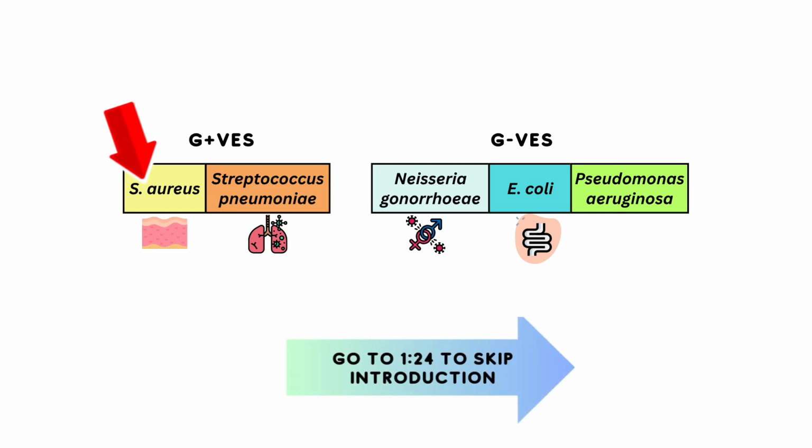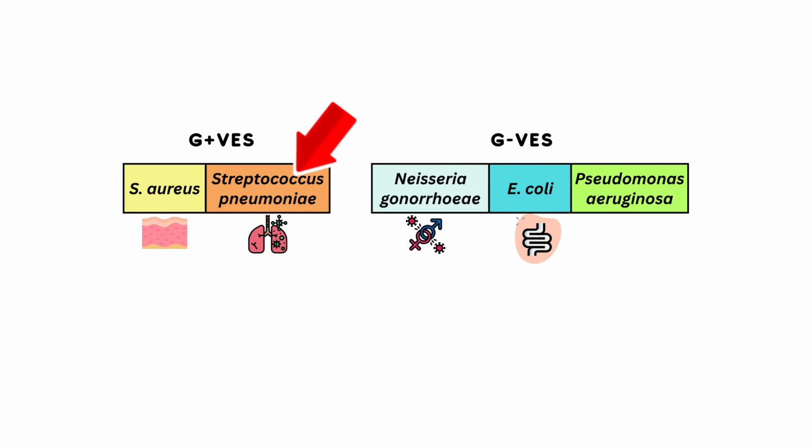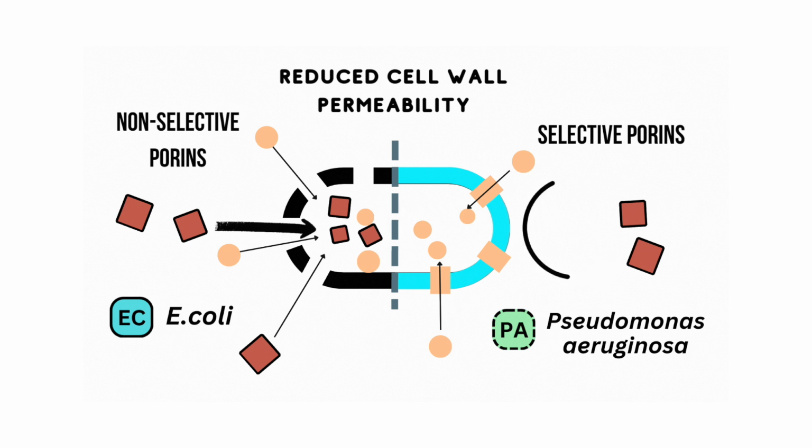Staph aureus is associated with skin and soft tissue infections. Strep pneumoniae, also known as pneumococcus, is associated with pneumonia and meningitis. For the gram-negatives, E. coli is associated with UTI and intra-abdominal infection, and Neisseria gonorrhea is associated with the STD gonorrhea. Pseudomonas is an important opportunistic organism which is inherently multi-drug resistant.